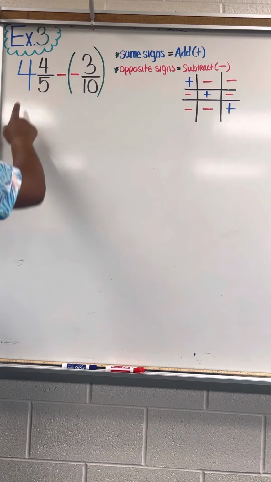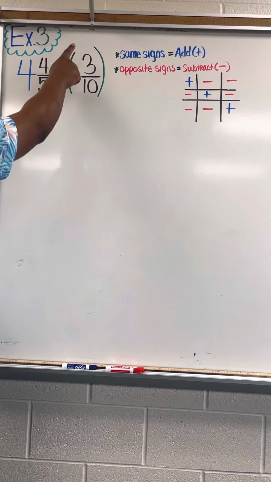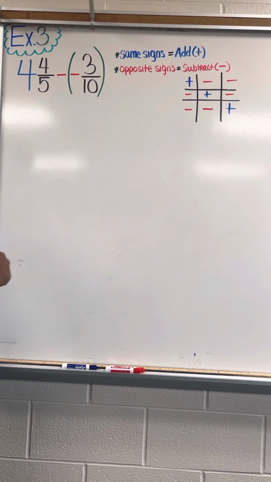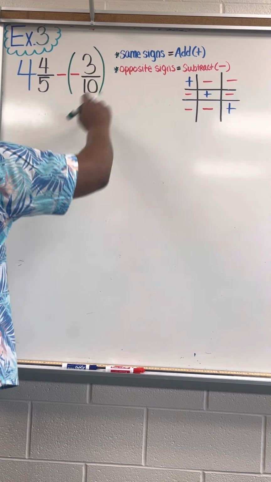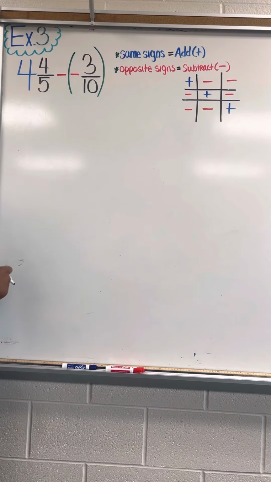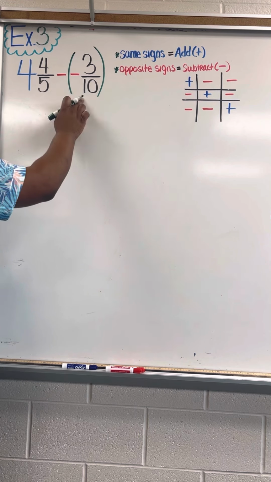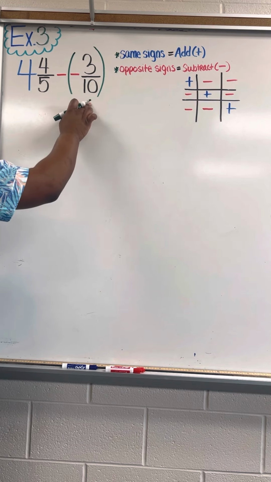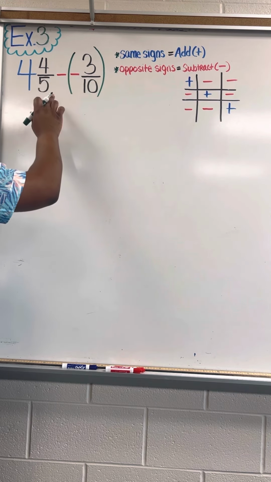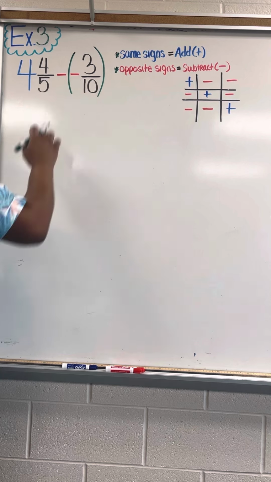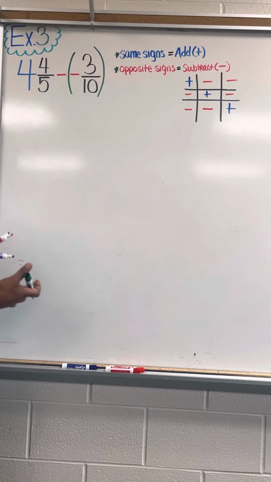Once again, I have 4 4/5 minus a parentheses negative 3/10. Now, remember, guys, same signs we add, opposite signs we subtract. Here, the reason why the second fraction is in a parentheses is because we're trying to figure out what it's telling us. It's telling us that we're subtracting a negative. So are we really subtracting? If we're subtracting a negative, we're going to figure it out, okay?